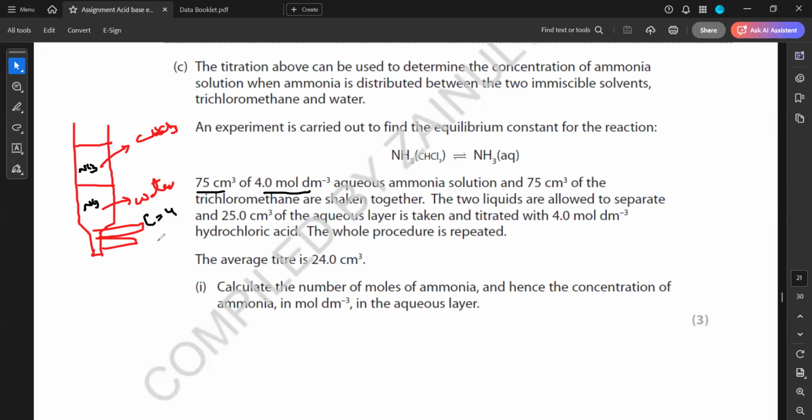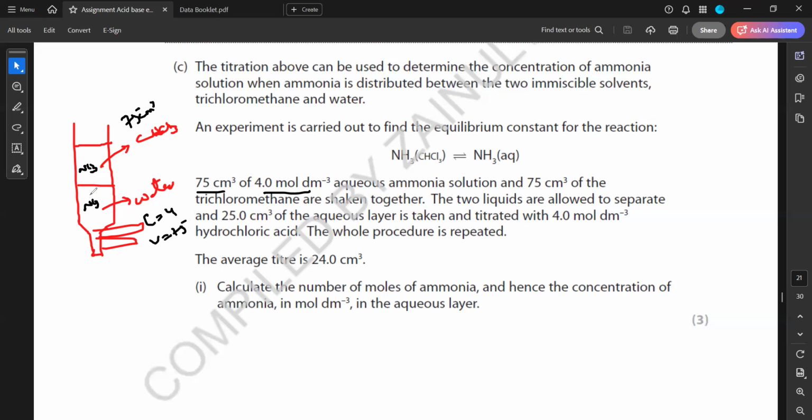Original concentration was 4 and the original volume is 75 cm cube. Then we add 75 cm cube of trichloromethane. Like this, 75 cm cube of trichloromethane is also added, which means the total volume becomes 150. The two liquids are allowed to separate. So we allow the two liquids to separate.